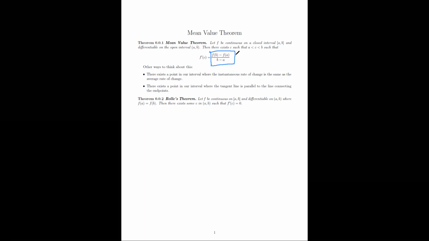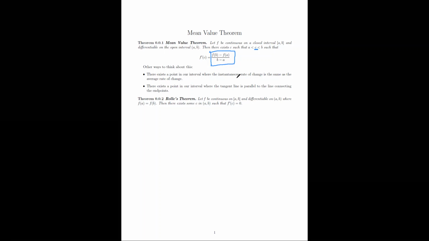So here, this is our slope. Our endpoints are a and b. And we're saying there exists some point c in that interval where if I plug c into the derivative, I get that slope. Another way to think about this is that at some point our instantaneous rate of change is the same as our average rate of change.